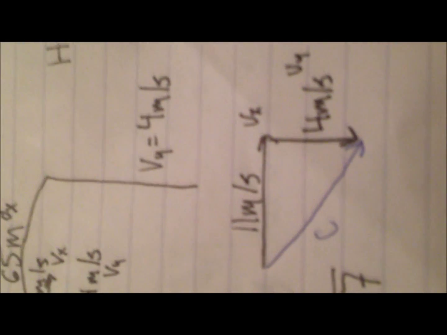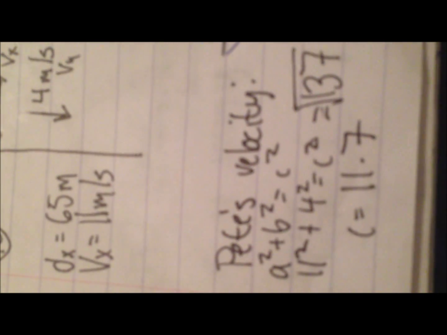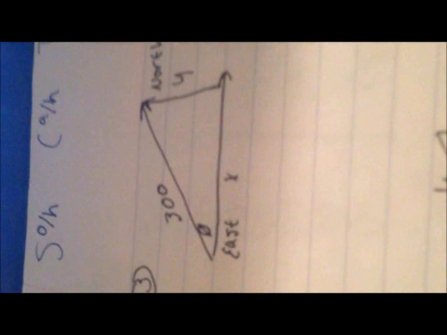For Pete's velocity, we use the 11 meters per second, our vx, and our vy, make a resultant, and use a squared plus b squared equals c squared, and we plug in what we know, and we get 11.7 meters per second. Number 13. An airplane is flying at 300 miles per hour, heading 30 degrees north of east. What are the magnitudes of north and east components in the velocity?